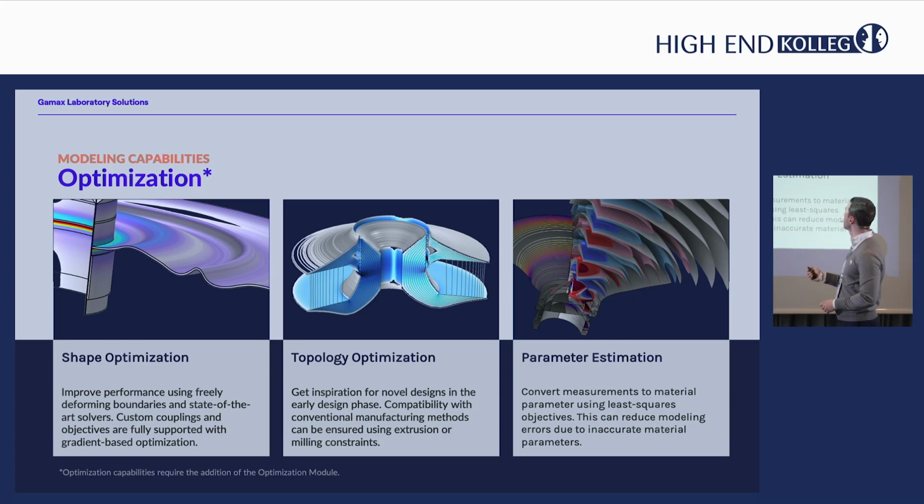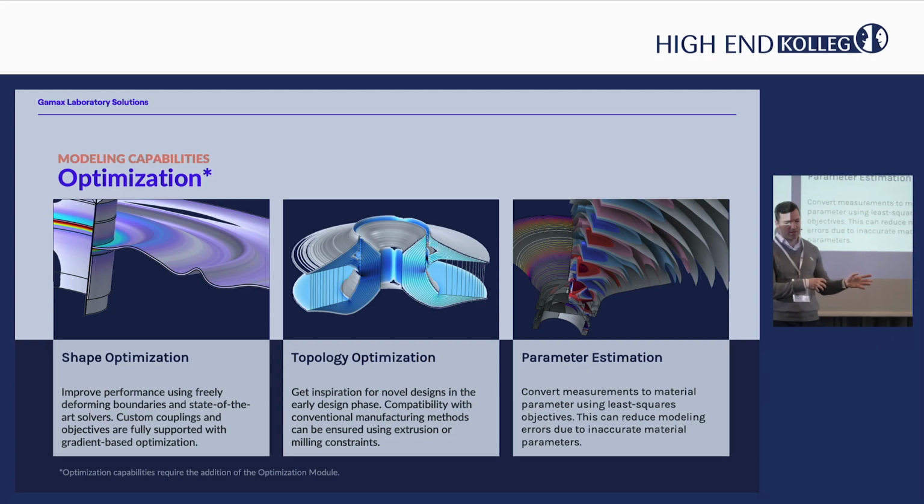And for parameter estimation, sometimes not all of the material properties are available. So we need to use the measurement data, and we can find the missing properties with optimization parameter estimation problems. So we can match the measurement data with these.